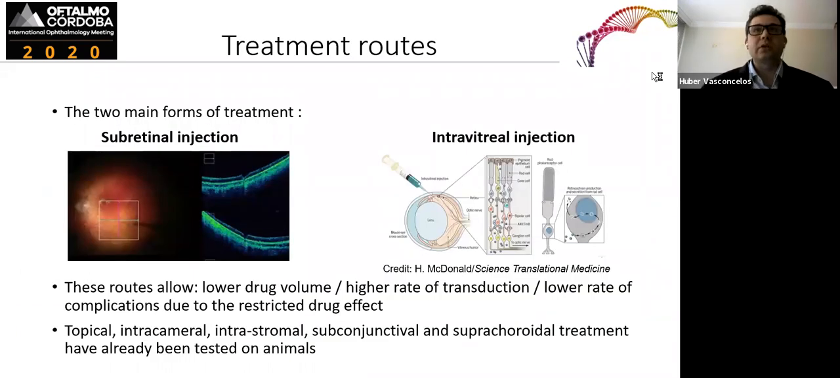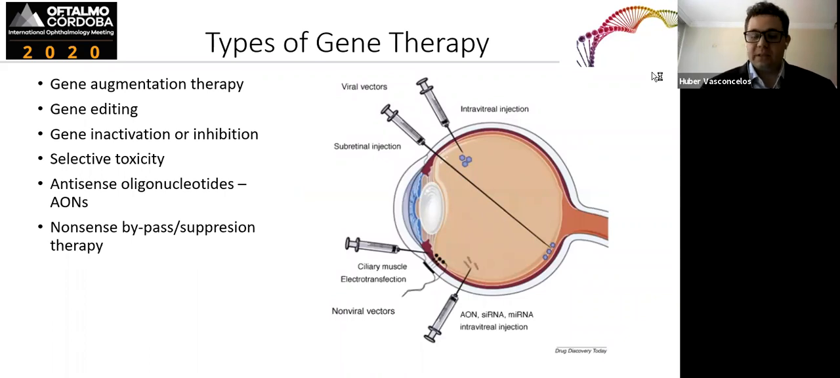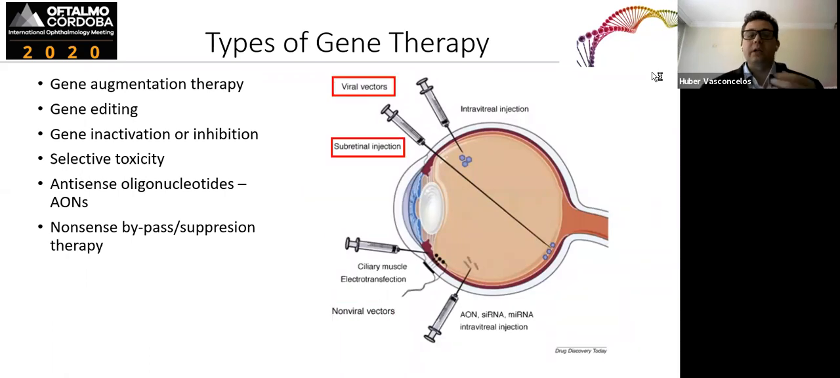About the treatment routes for this disease, in ophthalmology we have two main forms of treatment, subretinal injection and intravitreal injection. These routes allow lower drug volume, a higher rate of transduction, and a lower rate of complications due to this restricted drug effect. Other routes like topical, intracameral, and intrastromal are still being tested on animals and in other preclinical research.